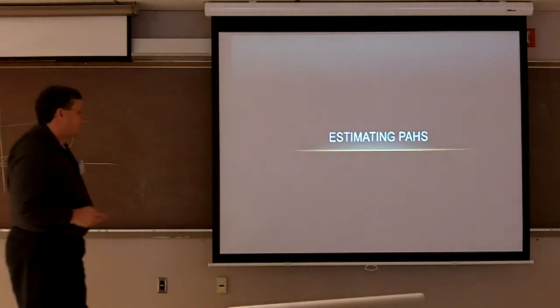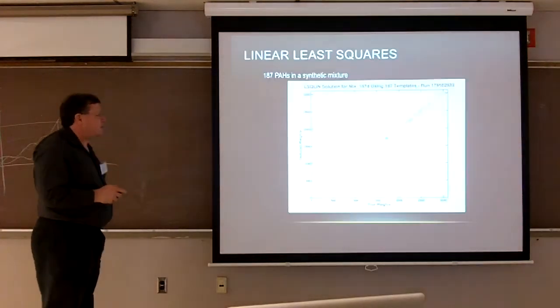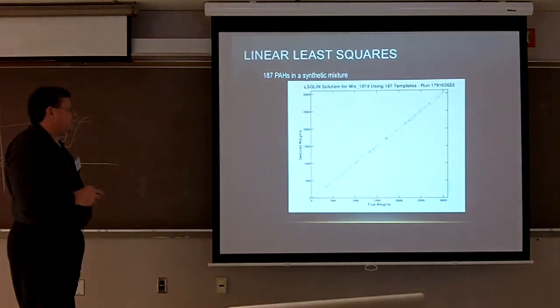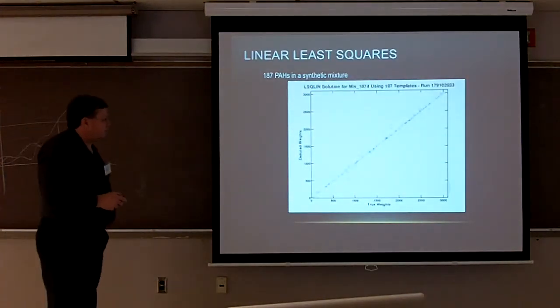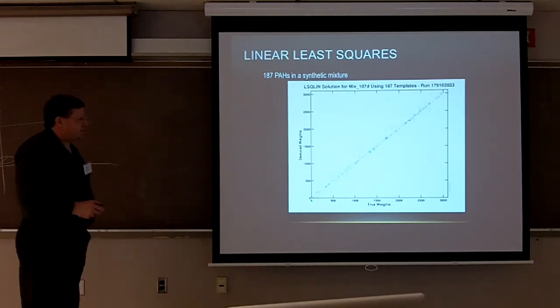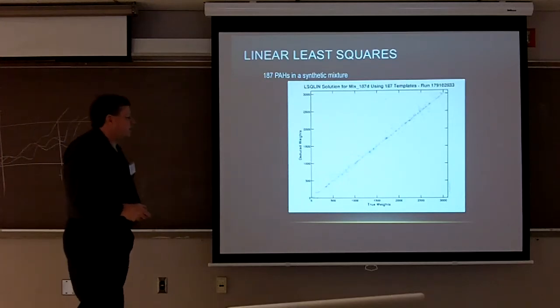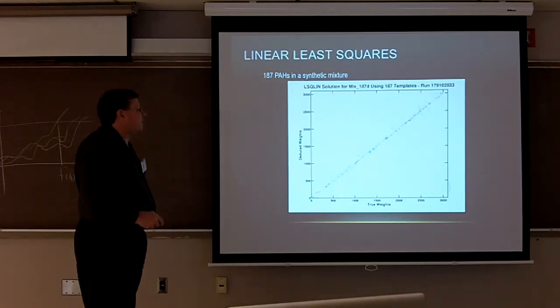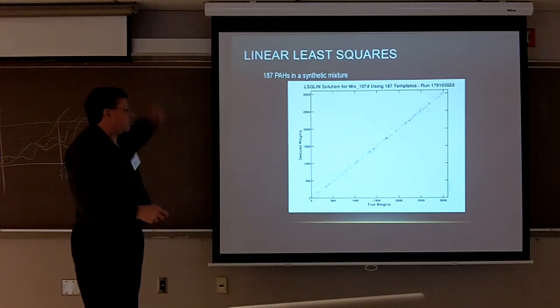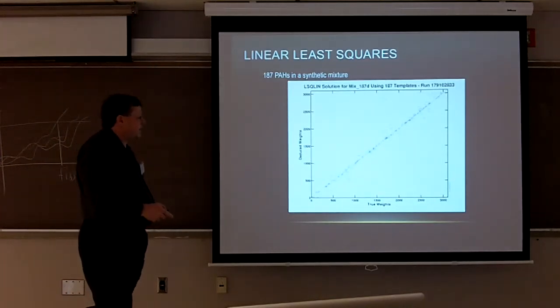So I'll address that problem a little later. I'll show you what we did with estimating PAWs. We started out with synthetic mixtures, and of course you do the simplest thing first. We tried linear least squares fits, and this uses the Nelder-Mead simplex algorithm that basically crawls up using a simplex to find the peak in this high dimensional space, 187 dimensional space.